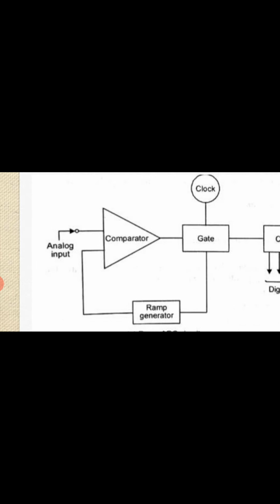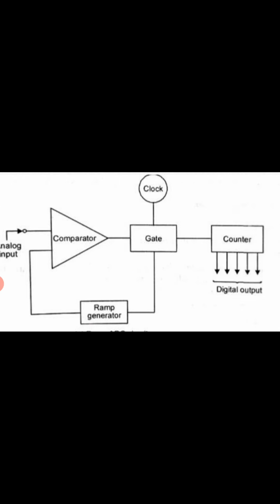Once again, I will conclude here. When the ramp voltage starts, it means the ramp voltage generator starts. The analog input is given and a gate is opened. The clock is continuously supplying pulses, and when the gate is opened it starts a binary counter counting the regular pulses from the clock. So the counter starts counting.